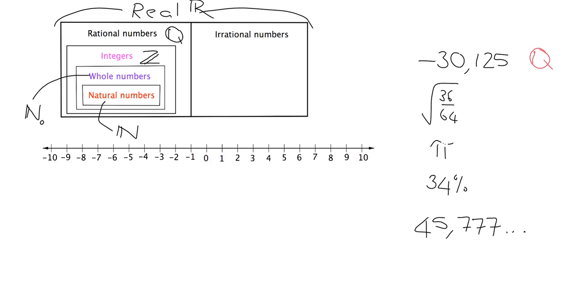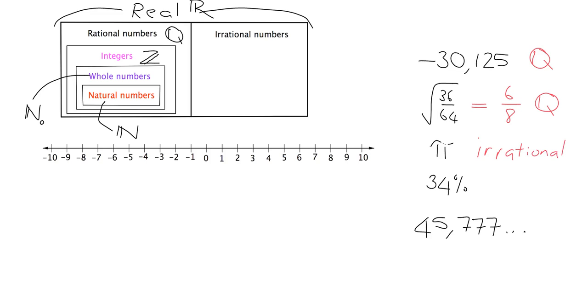All right, the square root of 36 over 64. That's a little bit tricky because often when we see a square root, we think irrational, but you need to check whether you can actually take the square root. And you can in this case. It becomes 6 over 8, which means what you've got here is in fact a rational number. All right, pi. Pi is one of those very famous irrational numbers. It has a decimal expansion that goes on and on without repeats, so it's irrational.